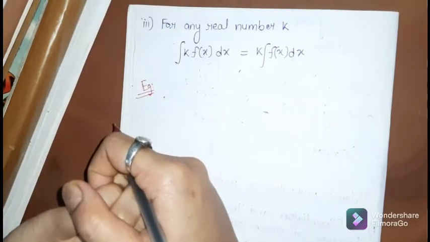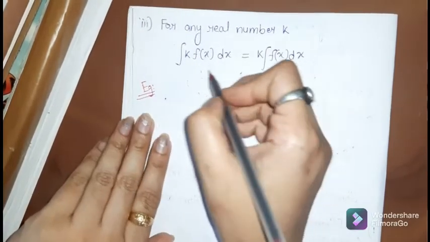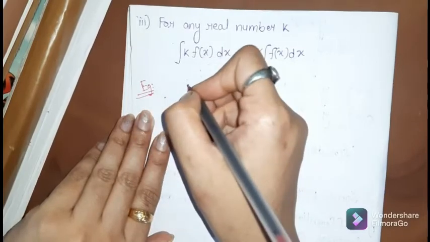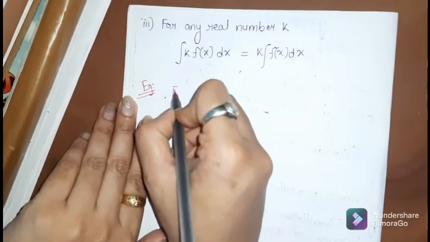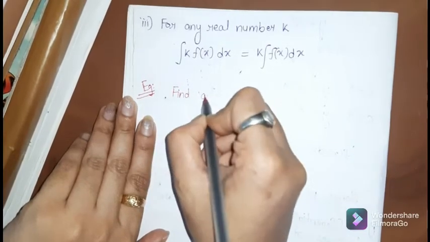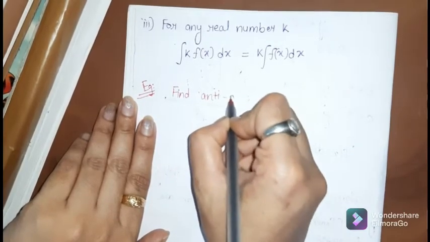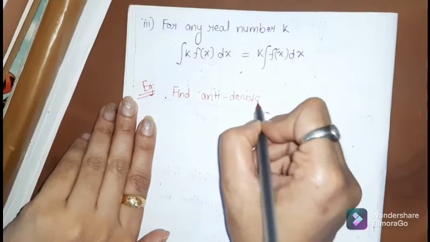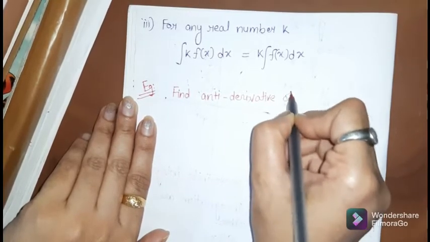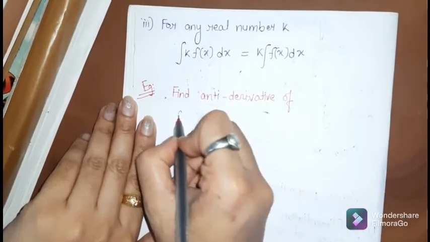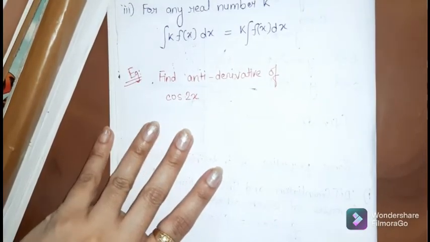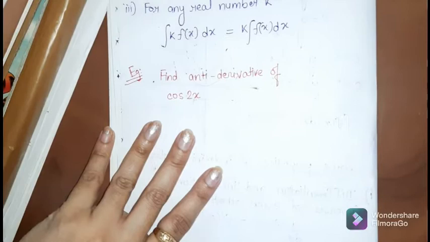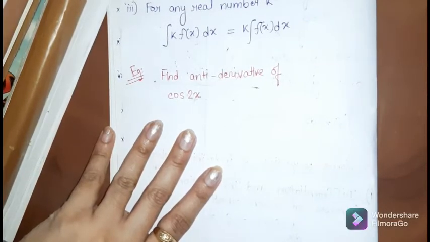You have to write the antiderivative for a function. Antiderivative means integration, so you have to do the integration. Find the antiderivative of cos 2x. You have to find the integral value of this function.